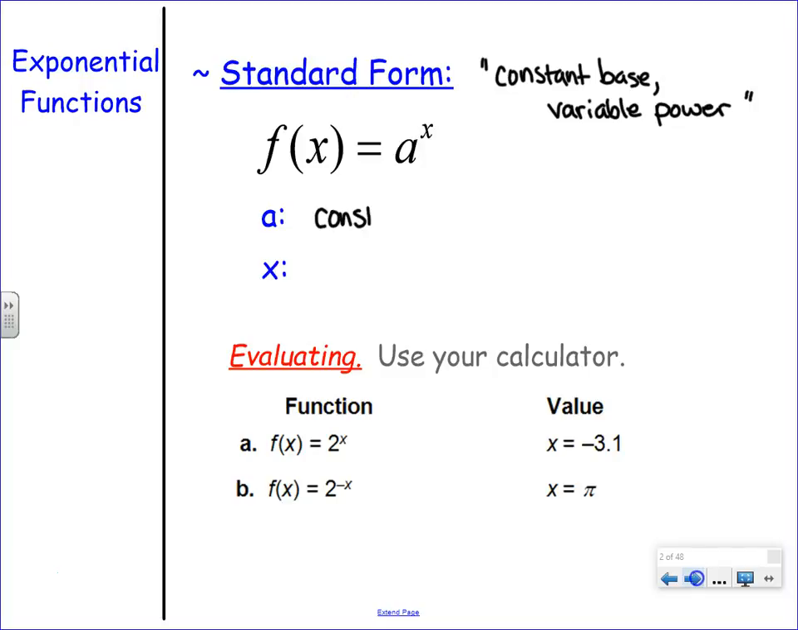Constant. And by constant, what do I mean? He's a real number. Technically, greater than 0, because if he was 0, 0 to any power is 0. Almost. 0 to 0 doesn't exactly work. He's like 0 over 0.